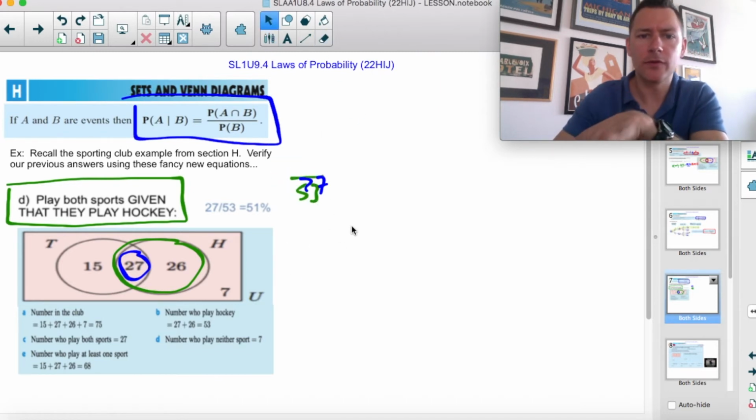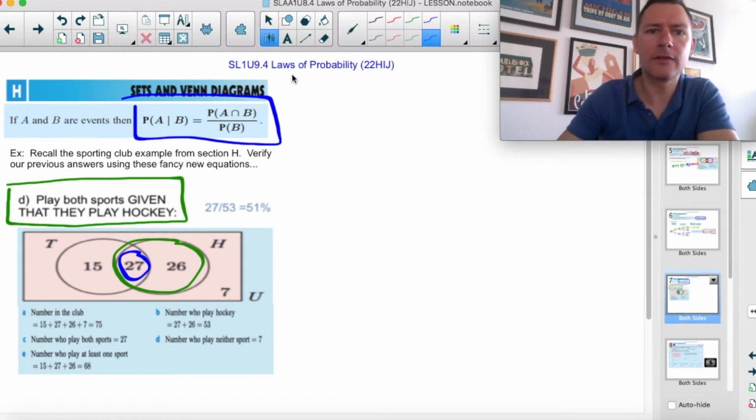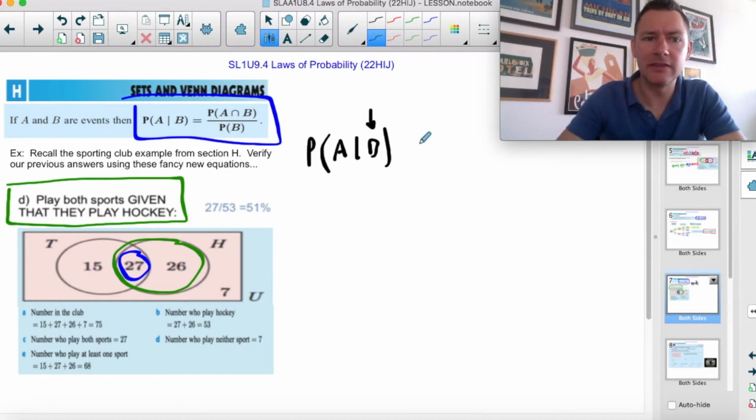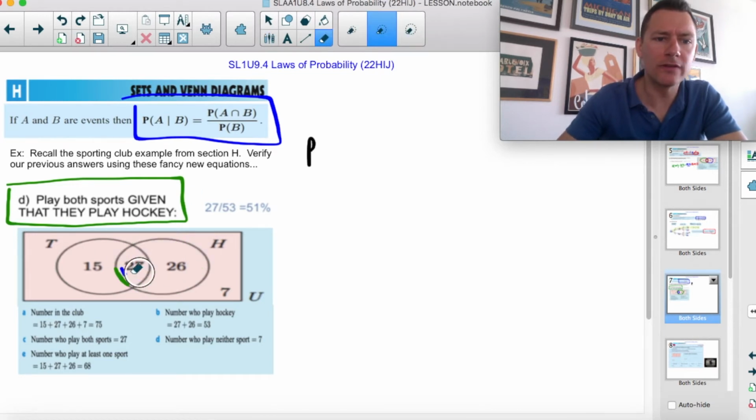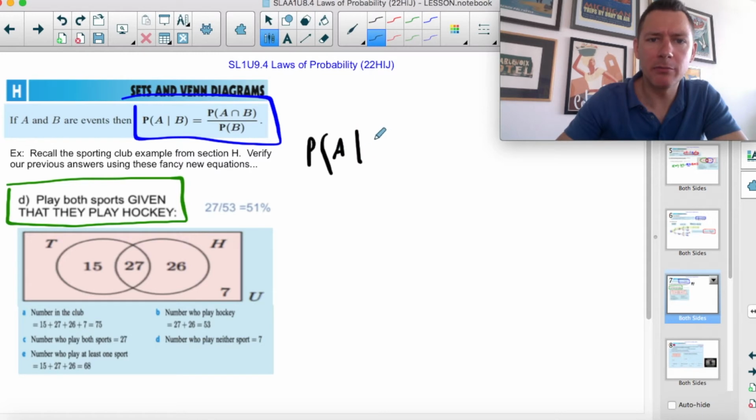Okay. So let me just write this down again. I want the probability of A given B. So this given part is the hardest piece. I need to figure out what is the given. So I want the probability of A given B. Oh, well, given is given that they're a hockey player. So I want the probability of both given that they're hockey players.